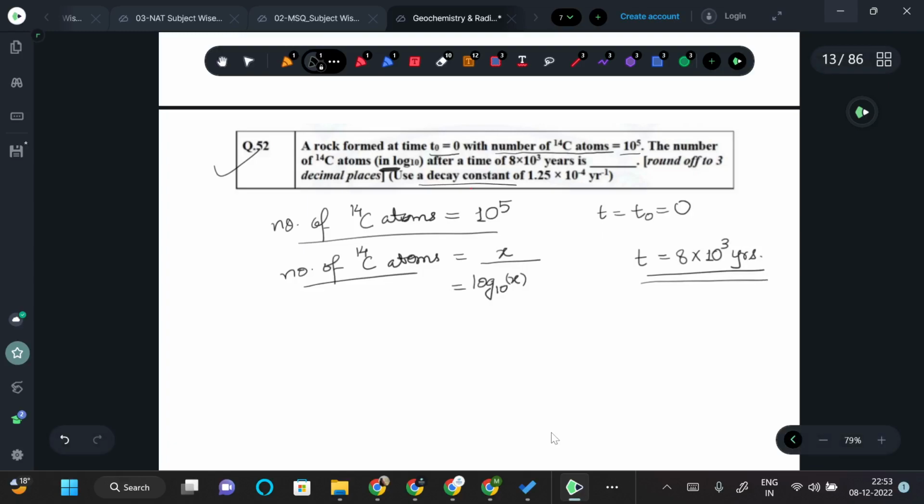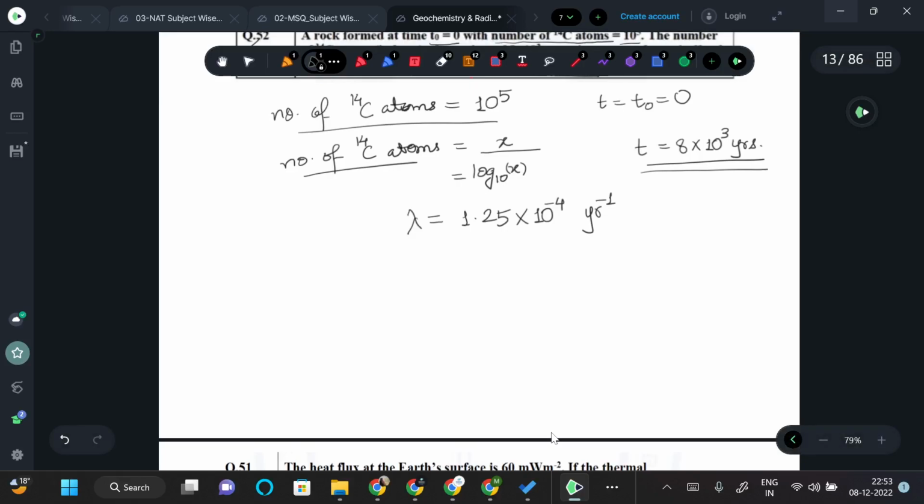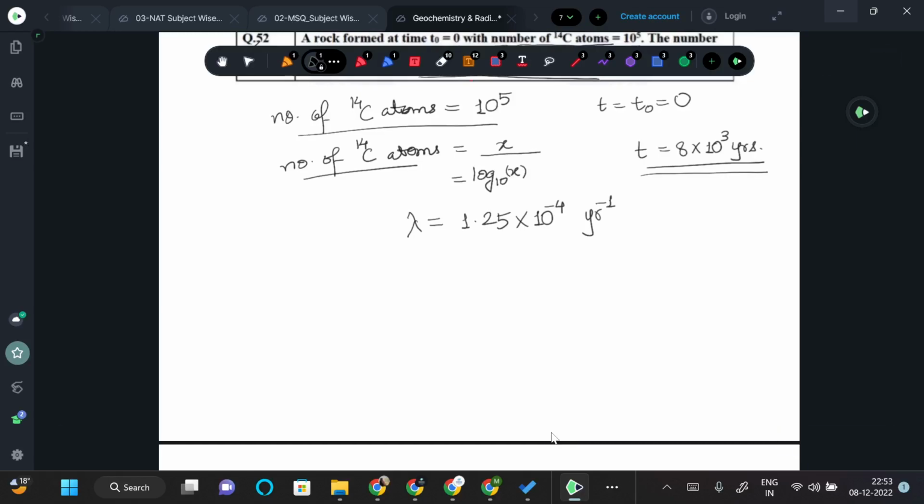They have already given here to use a decay constant, that means decay constant is lambda, of 1.25 into 10 to the power minus 4 per year. Round off to 3 decimal places. Okay, so firstly, let us see here. Let's say there is a parent rock, a parent radiogenic, radioactive rock.